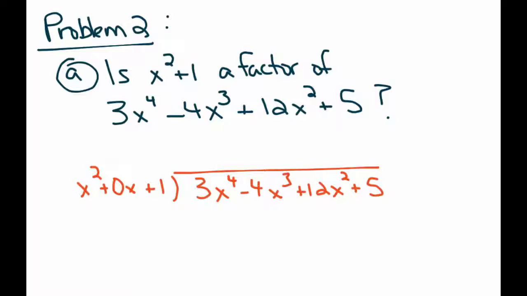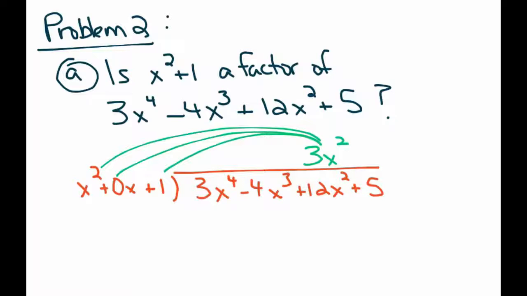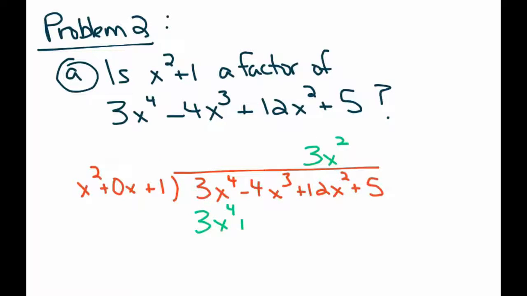All right, all I want to do is turn x squared into 3x to the fourth. In order to do that, I need a 3, and I need 2 more x's. And notice where I wrote the answer. I wrote it above the third term. So now I'm going to multiply 3x squared by each of these. 3x to the fourth plus 0x to the third plus 3x squared. And now we're going to subtract these.